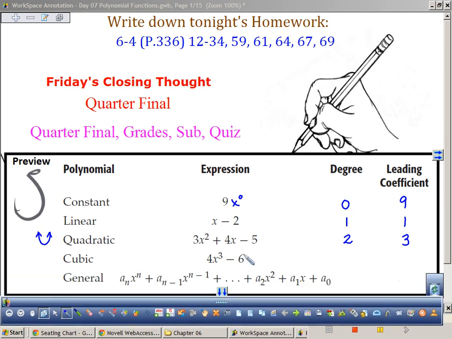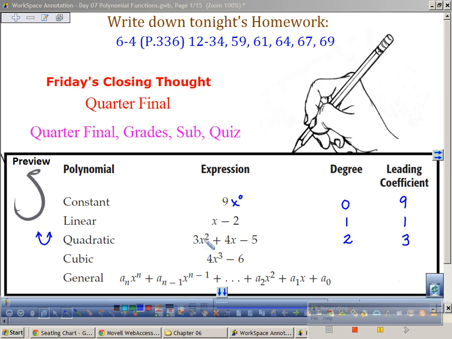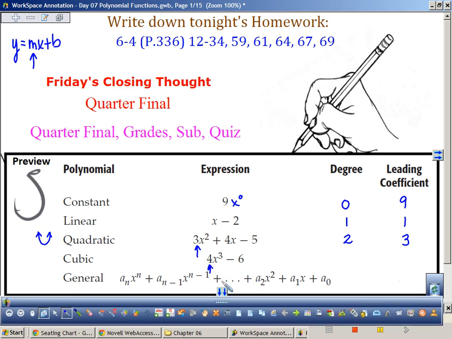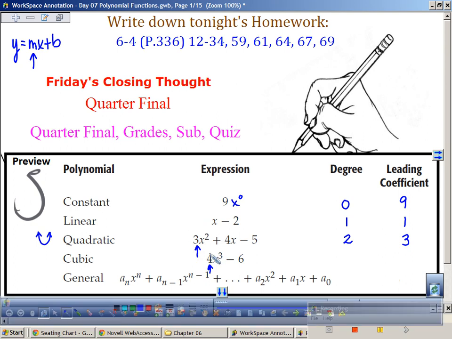All right, so my question to you is, what is a leading coefficient? What does it tell us about a graph? What does that 3 tell me? The steepness. It tells me how steep it is. Right? In the linear function y equals mx plus b, that m is my leading coefficient. It's the slope. Well, this is also the slope. This is also the slope. Right? The degree is the greatest value of the exponent.